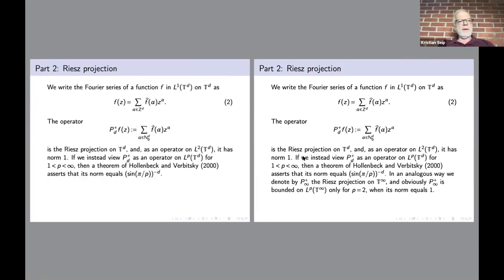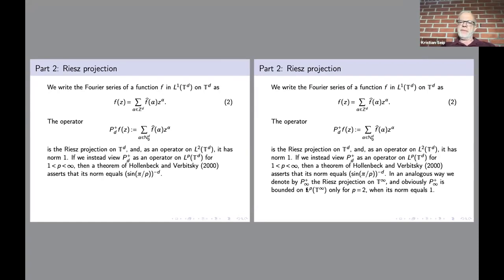Now, I'm not completely happy with this way of presenting the slides, but I cannot do it better. I'm sorry for that. Okay, so you can read it. If we instead view the Riesz projection as an operator on L^p for p between 1 and infinity, then there is a theorem by Hollenbeck and Verbitsky which tells us that the norm is of course not 1 anymore. It is precisely this number. So 1 over sine(pi/p) is what you get in dimension 1. And this lifts multiplicatively to several variables. So we get the one-dimensional estimate to the power d.